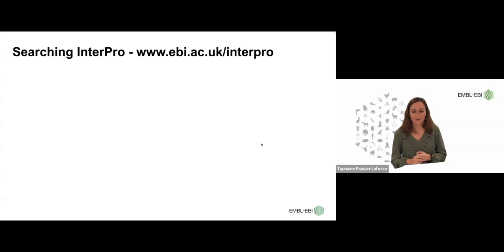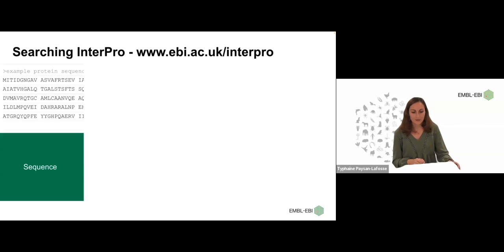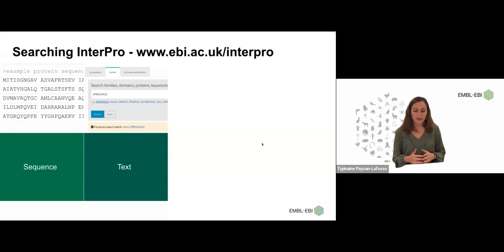So first you go to the InterPro website, which you can access through the following URL, www.ebi.ac.uk/interpro. And in there you can search the data in 4 different ways. You can search using a protein sequence. This is what I'm going to focus on today. You can search by text. So this can be an identifier, a protein accession, a PDB structure identifier, a GO term, or plain text.